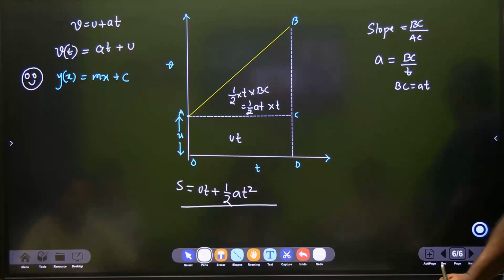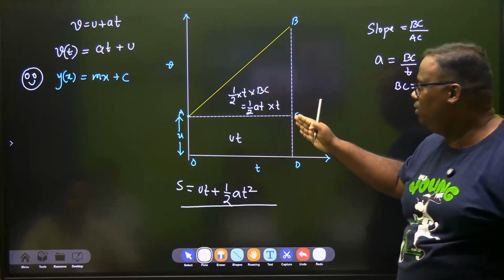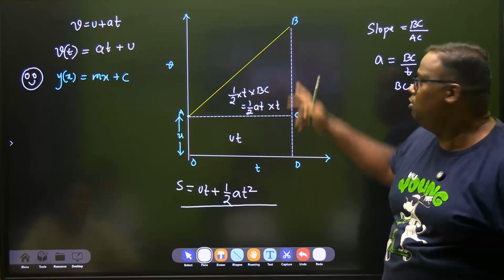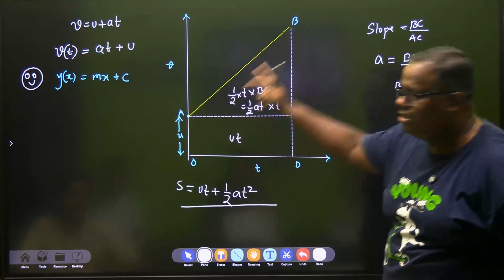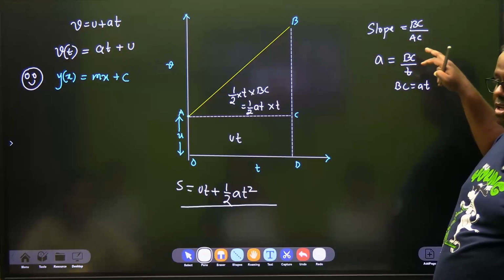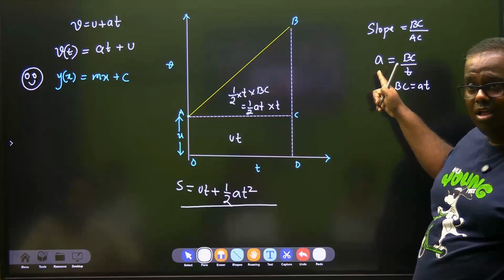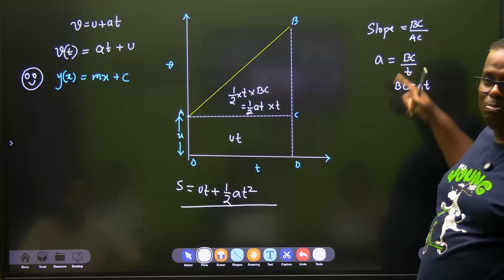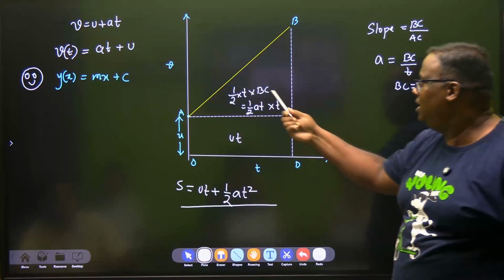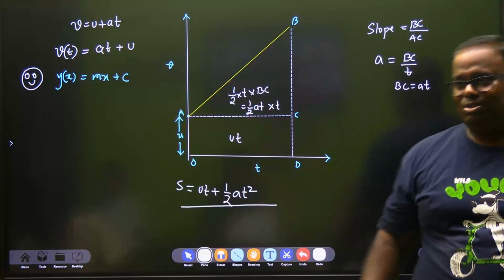Understood or not? Yes or no? So this is area of a triangle. What is area of a triangle? Half into base, half into T into BC. BC we don't know, but we know this. Calculate the slope. Slope is what? BC by AC. This is VT graph. So slope is acceleration. Acceleration is BC by T. So BC is AT. So put in place of BC, put AT, and this T is there. S equals UT plus half AT square.